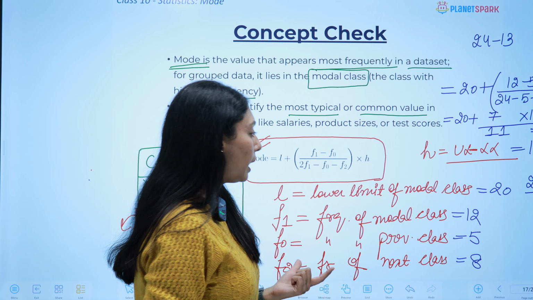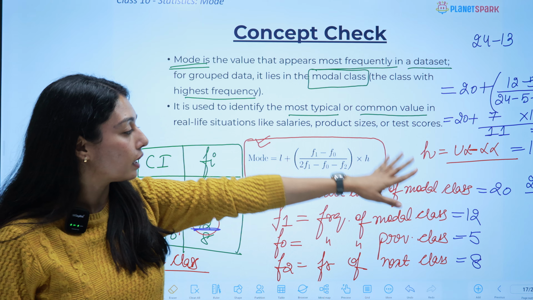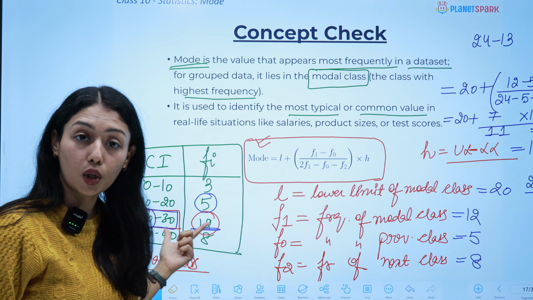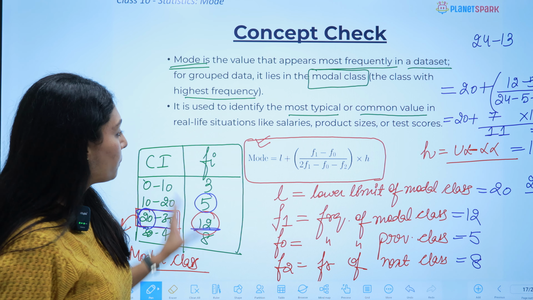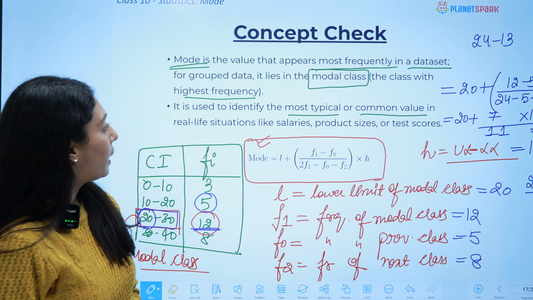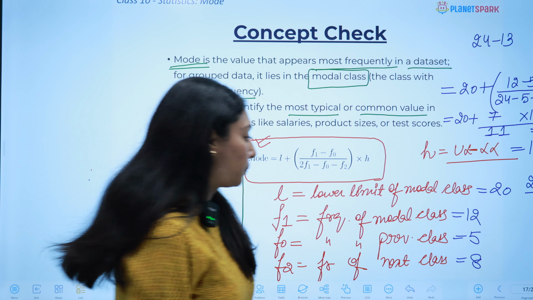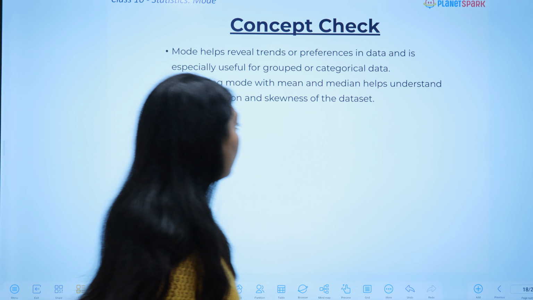Okay, we can verify it from here. If there is any calculation mistake, match it with the final answer. If it's there in the model class, then we know that yes, the calculations are right. Okay everybody, that is how we find the mod of the grouped data. If it's clear, let's move forward then.